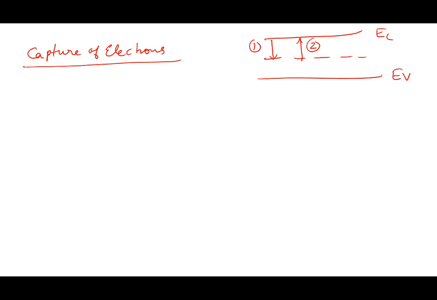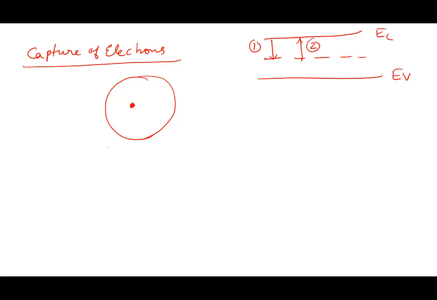Okay, capture of electrons. How do I understand capture of electrons? How does a defect capture an electron? In order to understand that, let's say I have a defect somewhere in this thing here. It would make sense that if I draw a certain area around it, and an electron ventures into that particular circle, it will get captured.